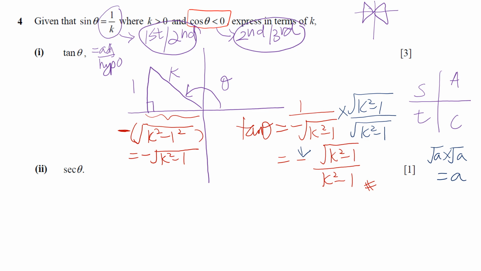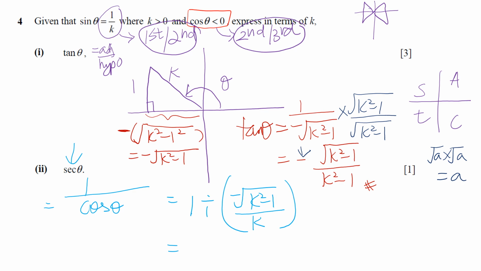Now, so for secant theta, look at the third letter. Third letter is C. So C is the first letter of the word cosine. So here we're finding 1 divided by cosine theta. So cosine theta, you get it from adjacent over your hypo. So adjacent is negative square root k squared minus 1 over your hypo, which is k.